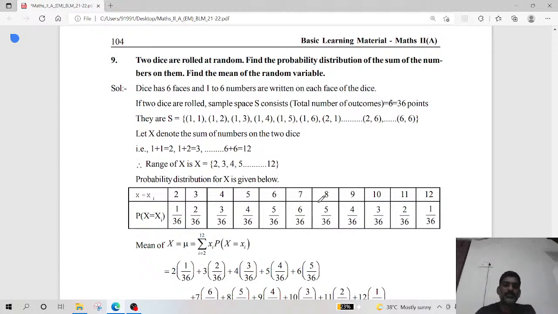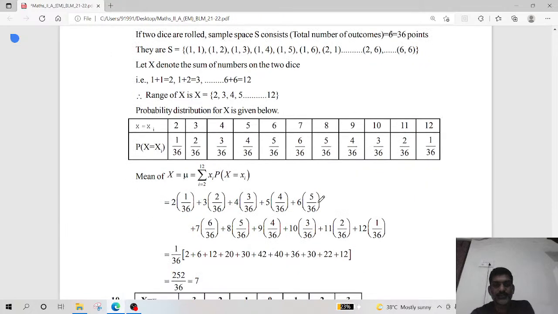Let x be the sum of the numbers. Sum is possible: 1 plus 1, 1 plus 2, 1 plus 3, 1 plus 4, 1 plus 5 and so on, 6 plus 6. So these are the possible sums. So according to that we have prepared the table for 2, 3, 4, 5, 6 and so on up to 12. Probabilities are 1 over 36, 2 over 36 and so on up to 1 over 36. And then mean of x is equals to summation i is equals to 1 to n, xi times P of x is equals to xi. Here 1 to n is nothing but 2 to 12. Then substitute all the values. Okay, write the formulas and substitute here.